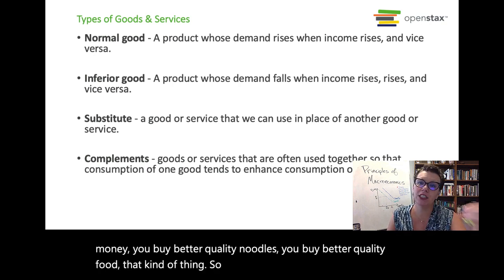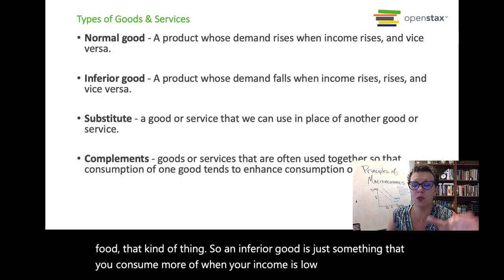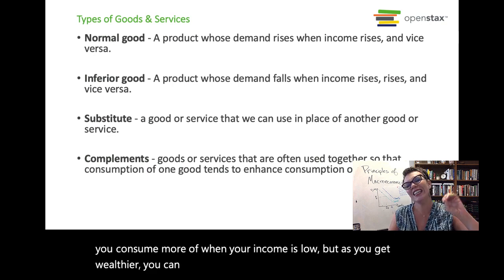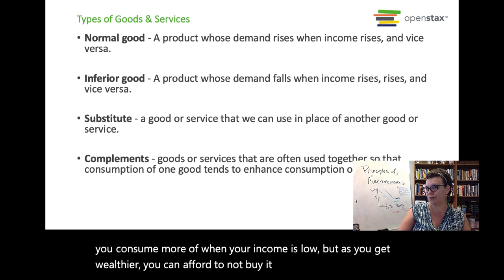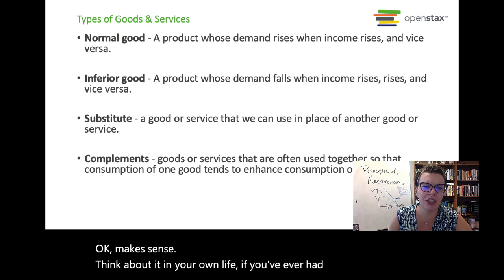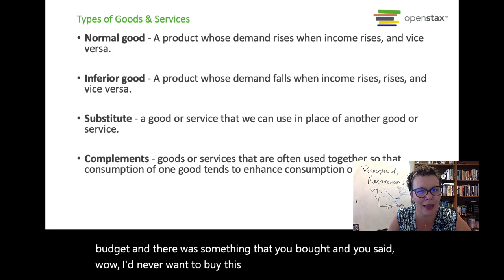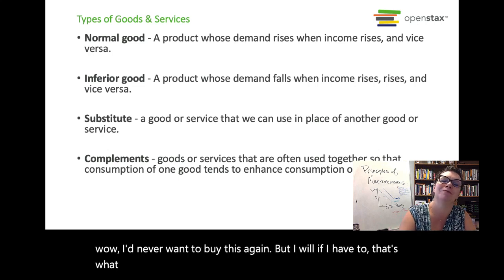So an inferior good is just something that you consume more of when your income is low, but as you get wealthier, you can afford to not buy it anymore. Okay? Makes sense? Think about it in your own life. If you've ever had a really tight budget and there was something that you bought and you said, wow, I'd never want to buy this again, but I will if I have to. That's what we're talking about. Okay?